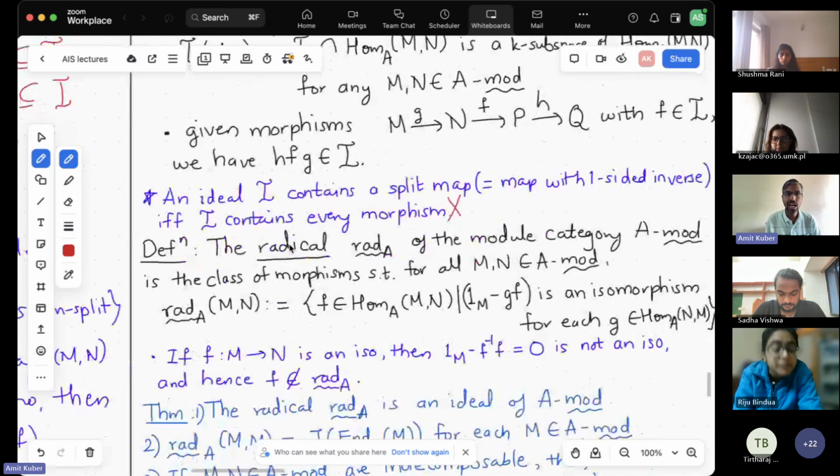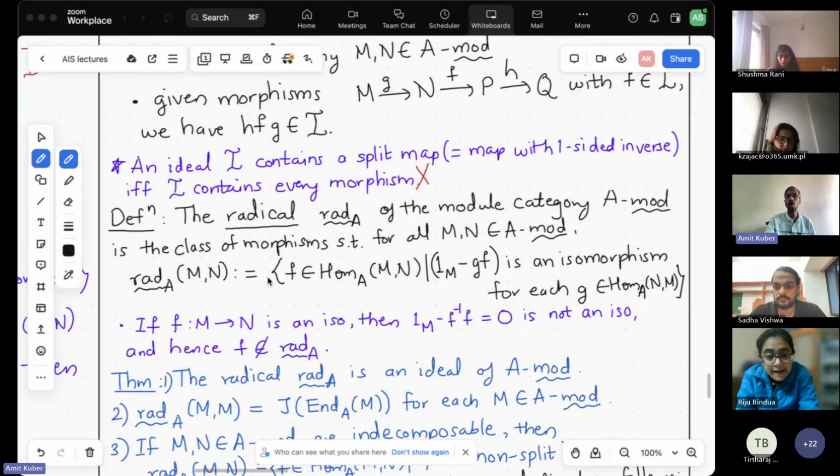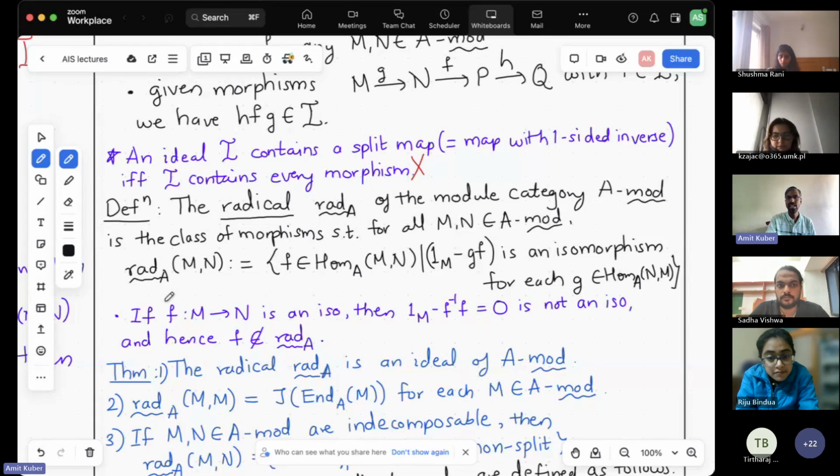Okay, so then our next job was to define the radical of the module category. We followed one of the equivalent criteria for defining the Jacobson radical of an algebra. We said that an element A belongs to the Jacobson radical if and only if for all elements B, 1 minus BA is a unit. So for all pairs of objects M and N, the radical consists of those morphisms where 1 minus GF is an isomorphism for each G. We are using literally that definition.